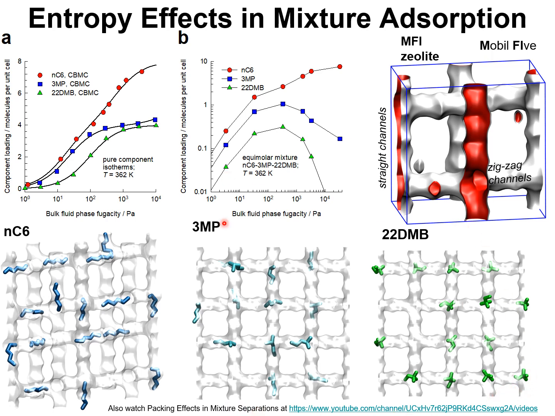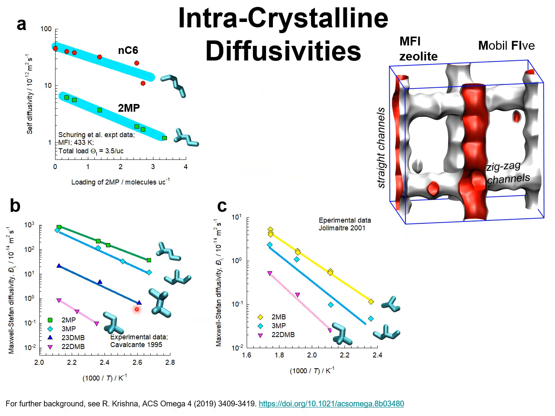So the message that emerges here is that the mixture adsorption favors the linear isomer, and the monobranched and dibranched isomers are entropically challenged. Let's examine intracrystalline diffusivities of the hexane isomers.